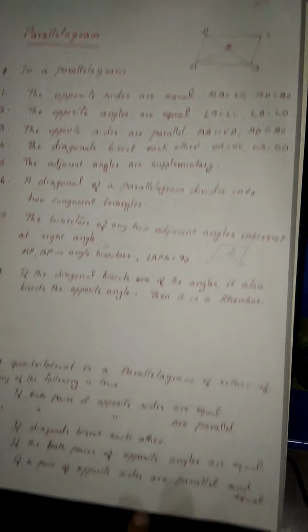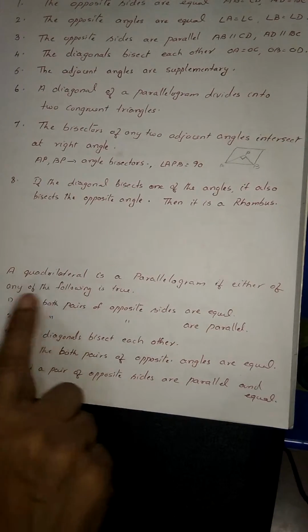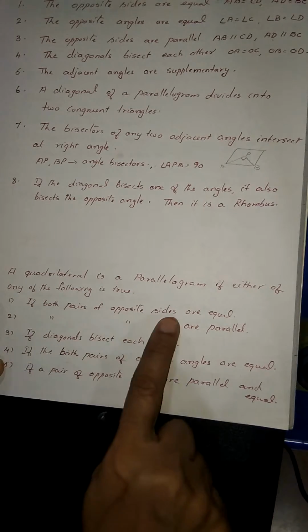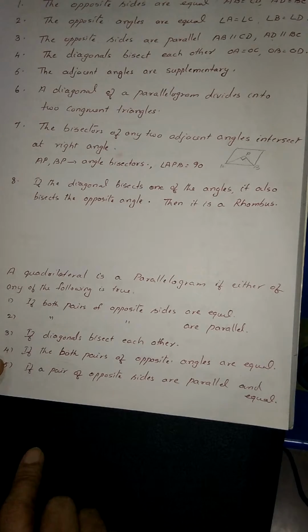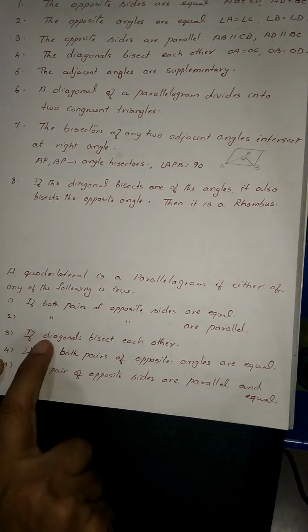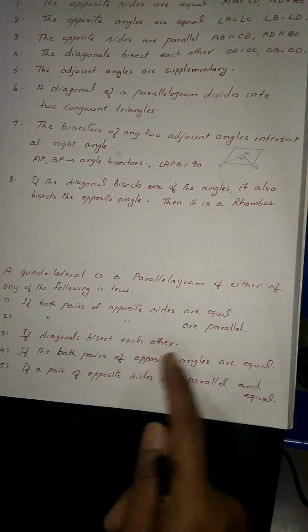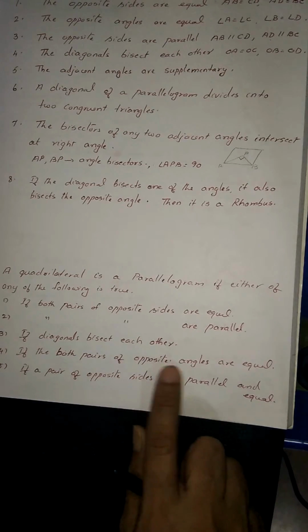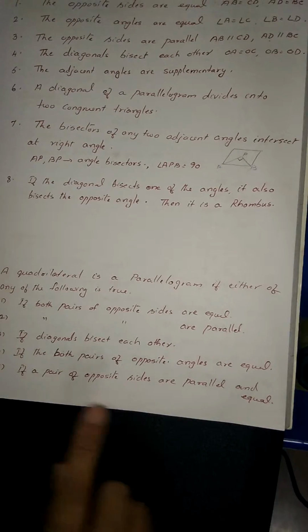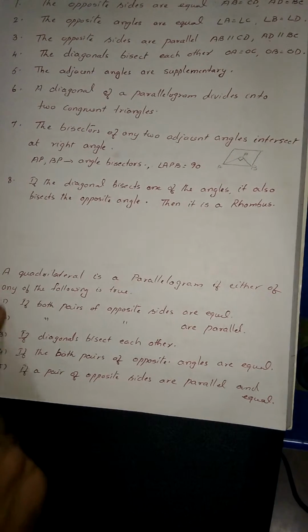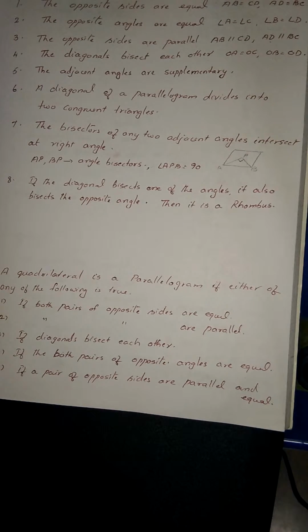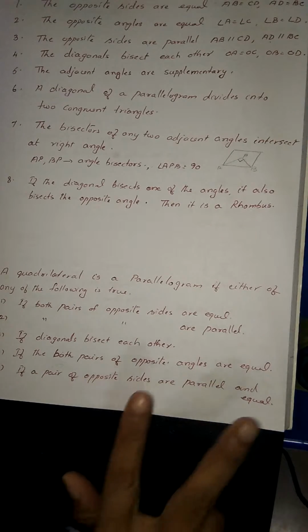And a quadrilateral is a parallelogram if any of the following is true. If both pairs of opposite sides are equal, it's a parallelogram. If both pairs of opposite sides are parallel, then it is a parallelogram. If the diagonals bisect each other, we can say it's a parallelogram. If both pairs of opposite angles are equal, or a pair of opposite sides are parallel and equal, we can say the quadrilateral is a parallelogram. If any one of the conditions is satisfied, we can say it's a parallelogram. All the other conditions will hold good in such cases.